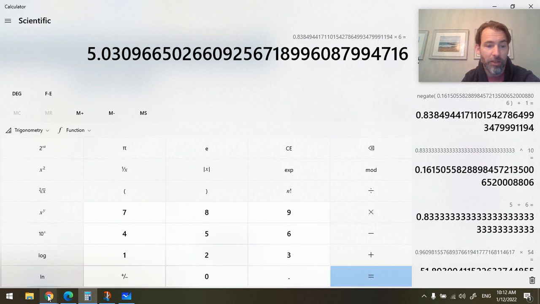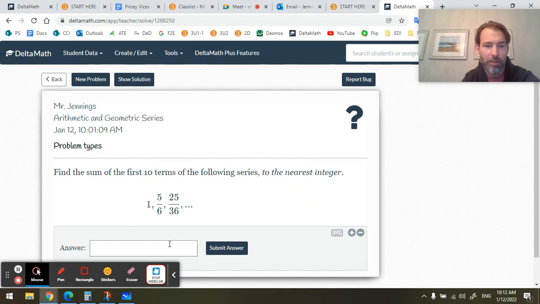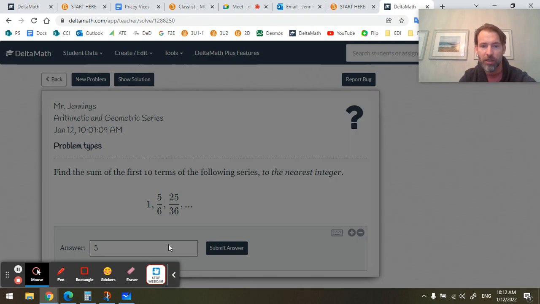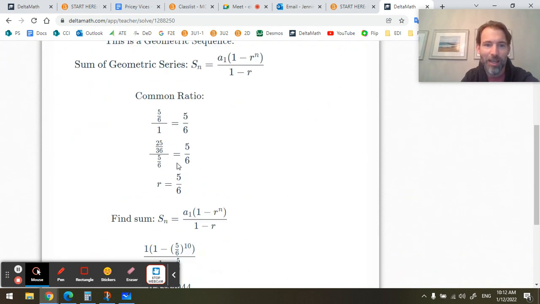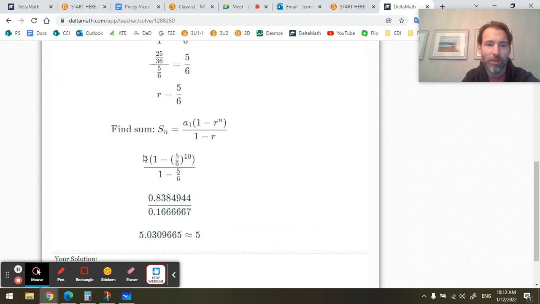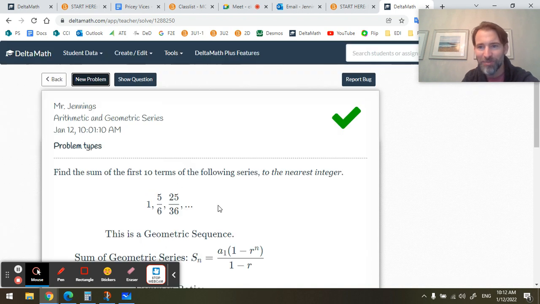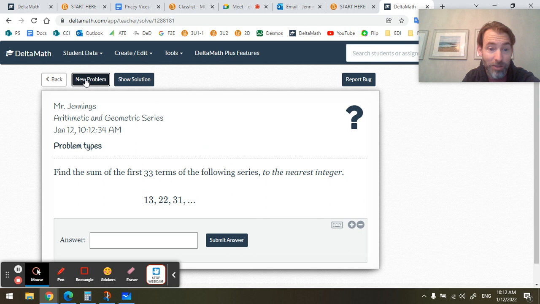So the answer here for the Delta Math is 5, because that's the closest integer. Put that in, enter, enter. Hooray! Okay, there we go. And then you see they found the common ratio. The first term, they put that in there. They just use decimals as well, and they switch to decimals at the same time as me. Delta Math and I often agree. Let's take a look at another example.